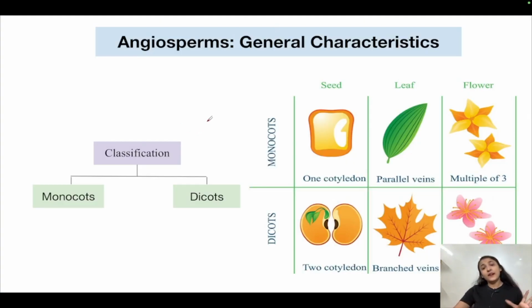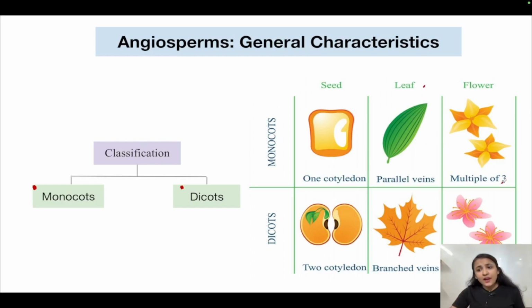So angiosperms can be divided into two groups, monocots and dicots. The term monocots means, mono means one and cots represent cotyledon. So if the seed has only one cotyledon, that plant is known as a monocot. If the leaves of that plant have parallel veins like this, straight veins running parallel to each other, that is also a defining feature of the monocot.